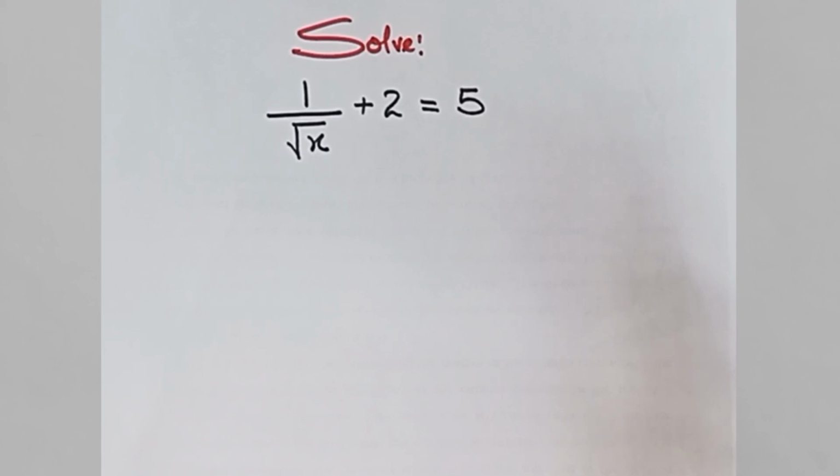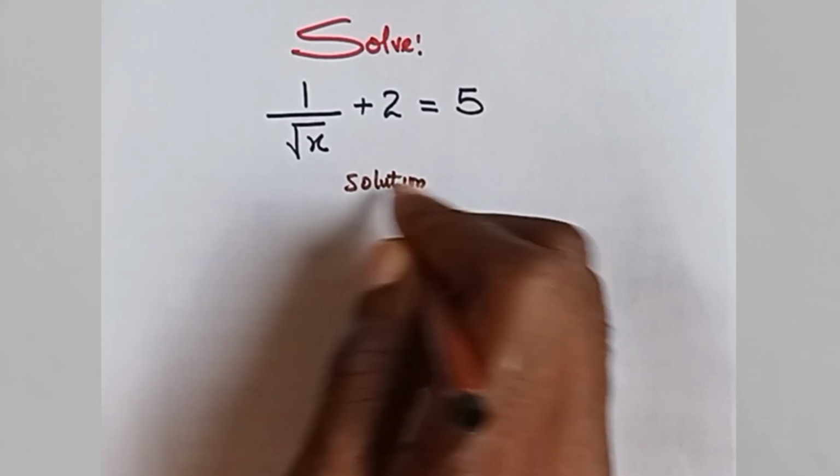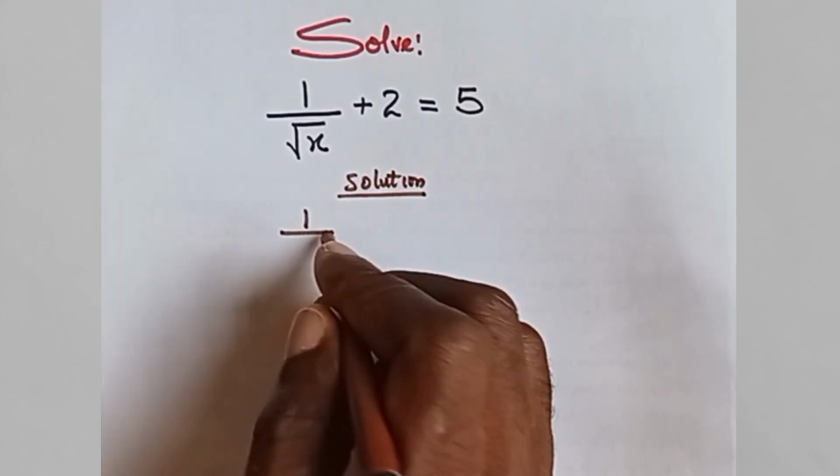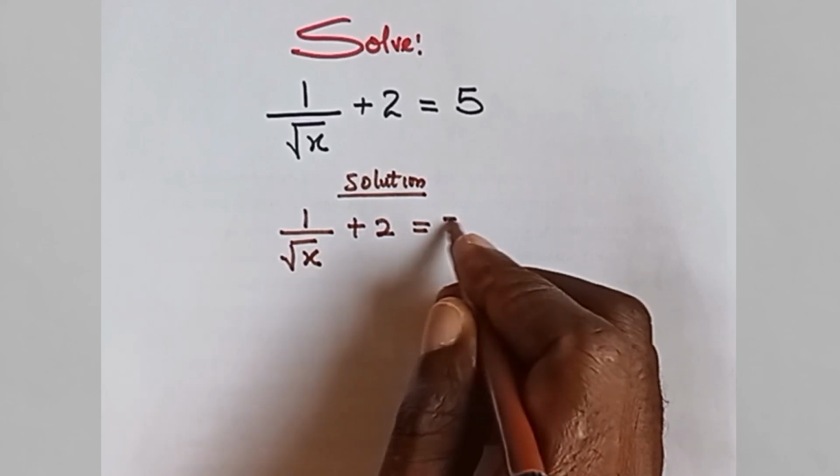In this video, I want to show us how we can solve this equation. Alright, so what do we do? Solution. We have 1 over square root of x plus 2 equals 5.